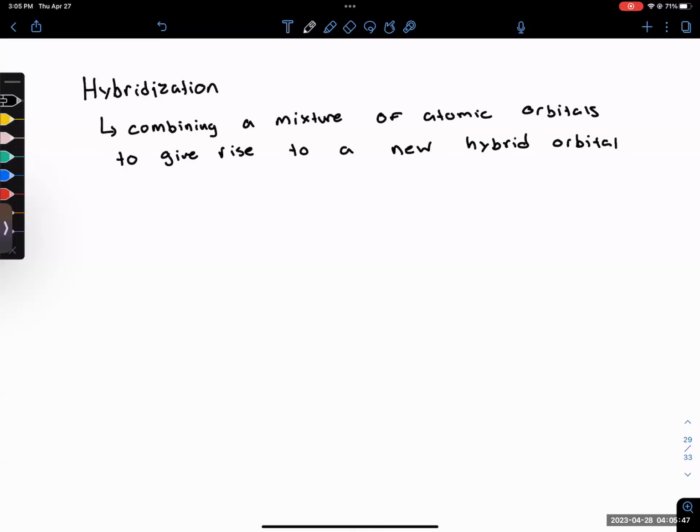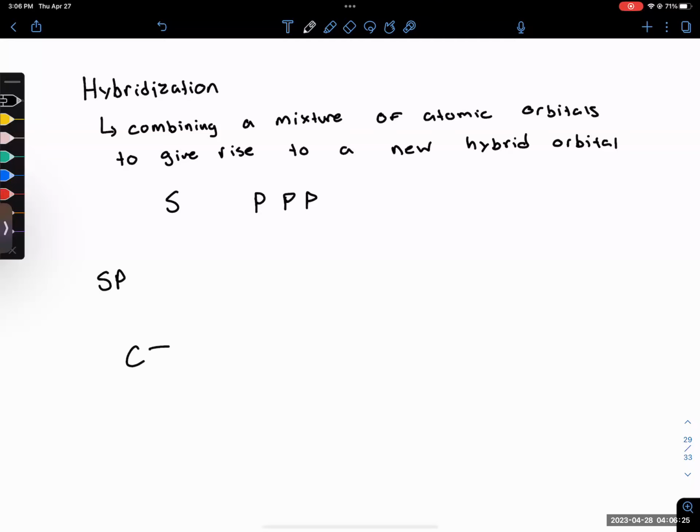Basically, as I wrote up here, hybridization is just a theory where you combine a mixture of atomic orbitals to give rise to some new hybrid orbitals. We know our atomic orbitals are s orbitals and p orbitals, and typically we have 3 p orbitals. There are a few types of hybrid orbitals. The first one, with the most s character, is sp hybridized orbitals. The way to identify whether something is sp hybridized is to look at how many electron groups it has.